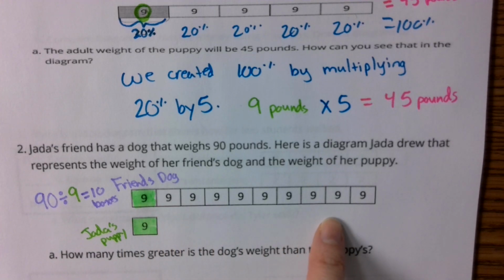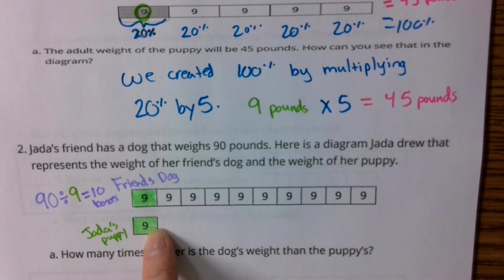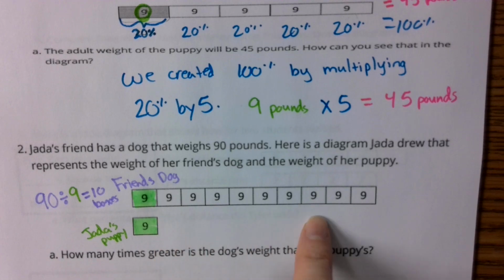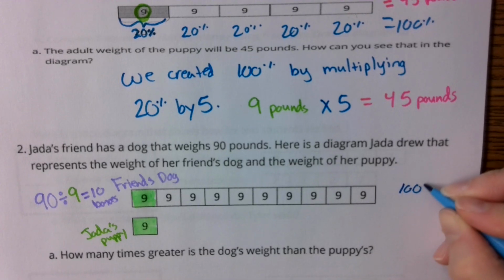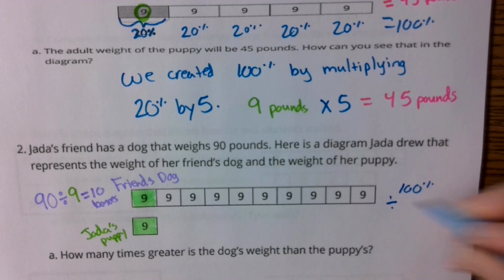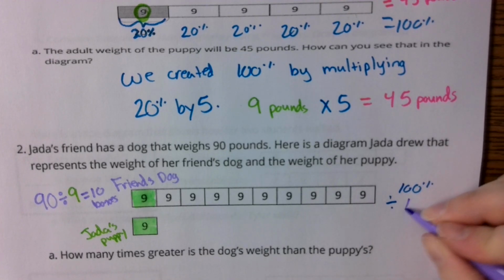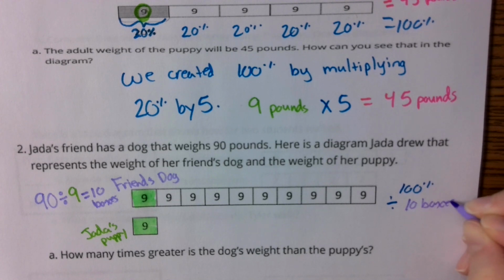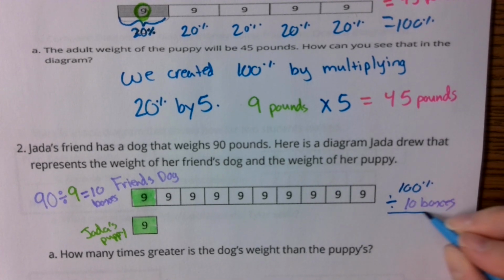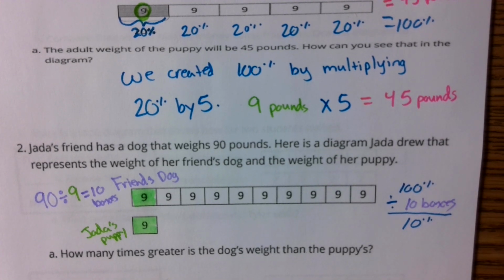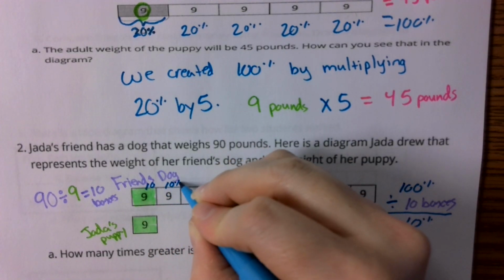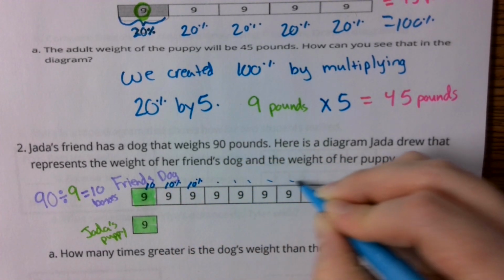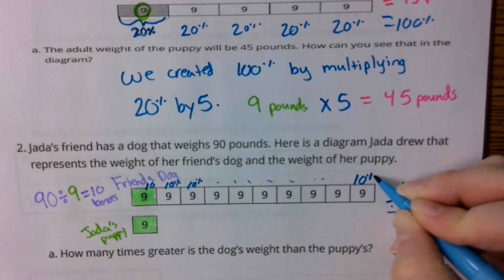What percentage of Jada's dog is represented inside the adult dog, Leah? 10%. Because again, we've got 10 boxes. If we take that 100% and we divide it by those 10 boxes, that's going to let us know what every single one of these percentages is going to be. So every one of these is just a 10%, all the way until we get to here, 10%.